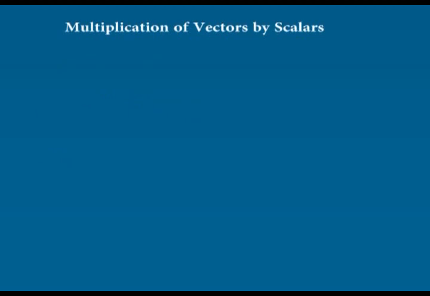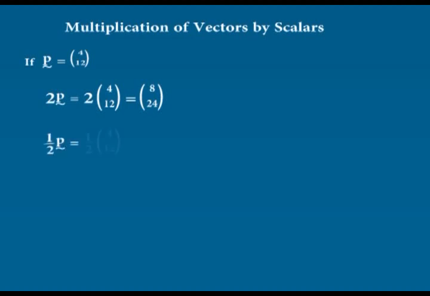Multiplication. Now, a vector cannot be multiplied with another vector. Only scalars can multiply vectors. When we do it, every element in the vector is multiplied with the scalar. For example, if vector p is equal to (4, 12), then 2p is equal to 2 times (4, 12), and that gives us 2 times 4 is 8, 2 times 12 is 24. A half p is equal to a half times (4, 12). A half times 4 is 2. A half times 12 is 6.